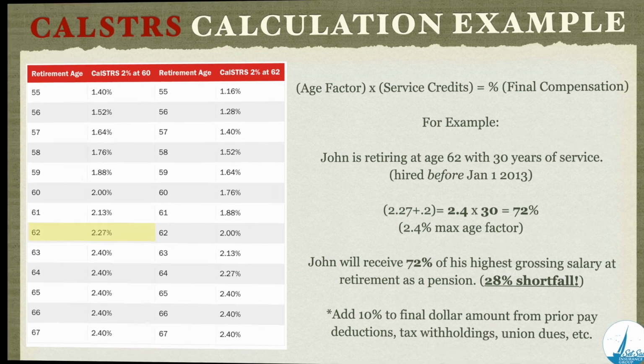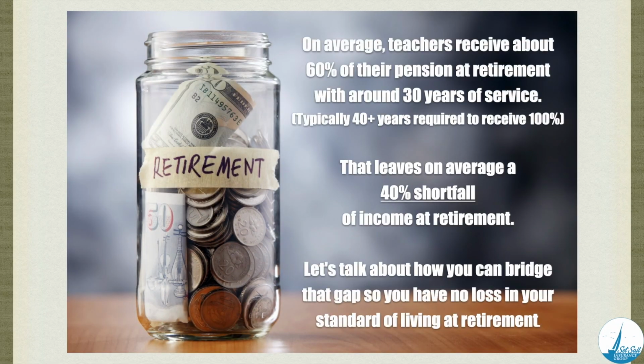And actually, John's example is a little bit above average. Typically, teachers receive about 60% of their pension at retirement, with around 30 years of service. So it typically takes about 40 years of service to receive 100% of your pension. That leaves about 40% of a shortfall in income at retirement. So let's talk about how you can bridge that gap so you have no loss of your standard of living or lifestyle at retirement.